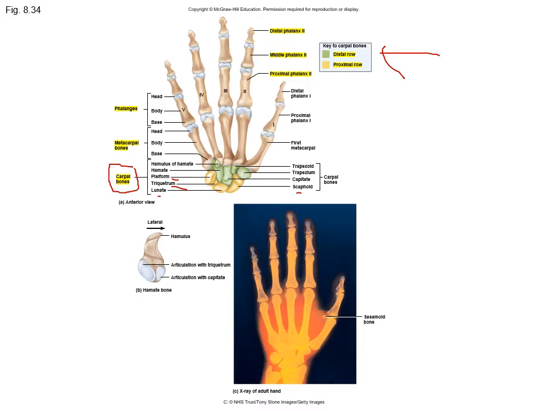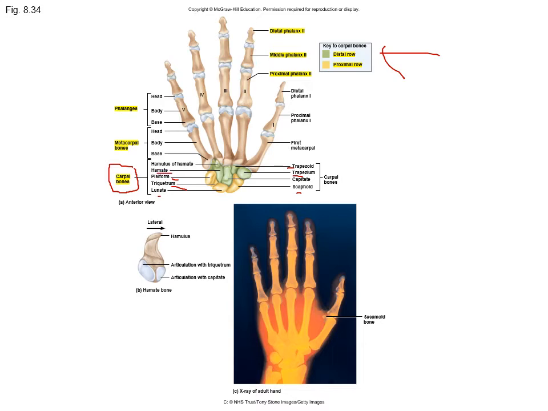And then the distal row in green is going to start off with the trapezium. That is going to lead us to the trapezoid. And then we're going to go over to the capitate. And then last but not least, we're going to go ahead and take a look at the hamate. Here we go.